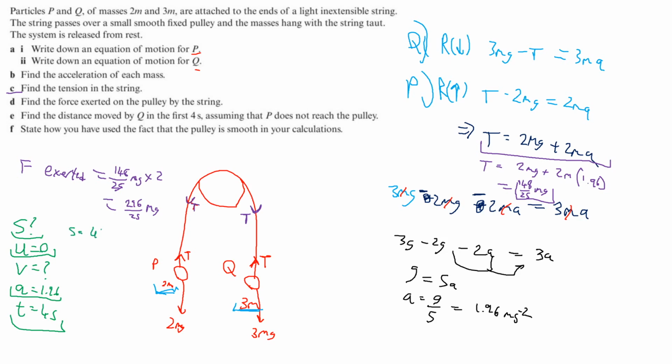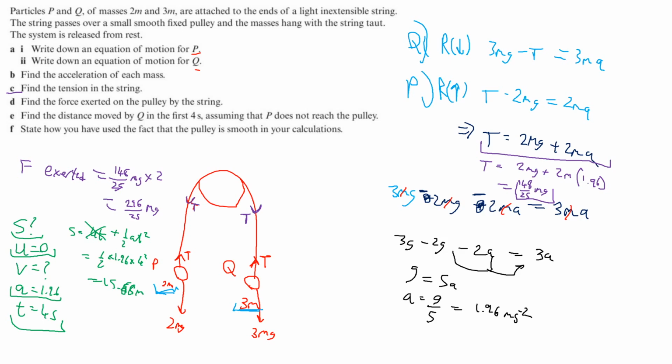S is equal to ut plus a half at squared, which is 0 plus a half times 1.96 times 4 squared, which is simply going to be equal to 15.968 meters, okay?